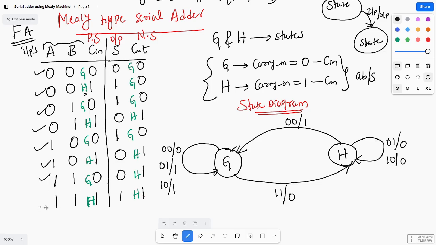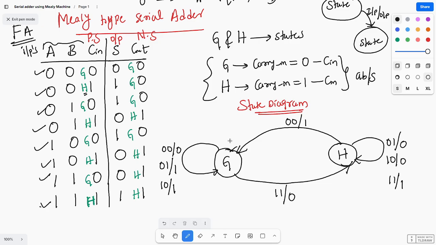And next you see, you are at H. It will be in the same state. What is the input? Input is 1, 1, and the output is 1. Okay. So like this, I got all the possible combinations.